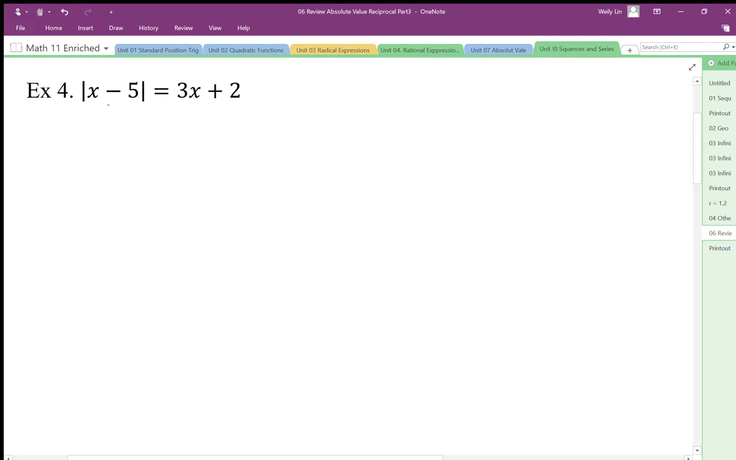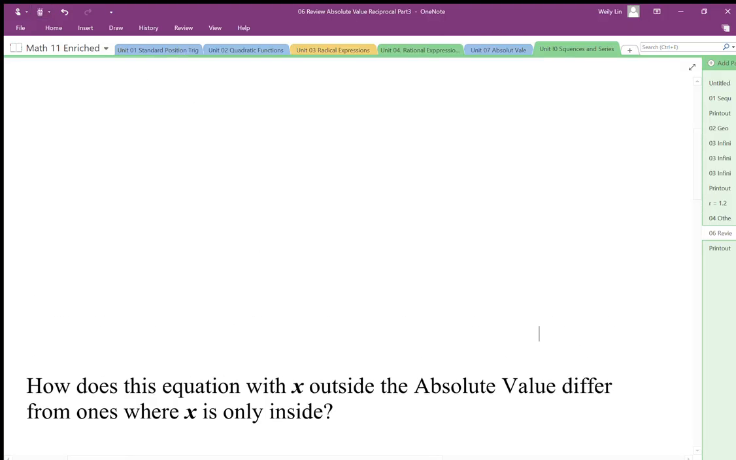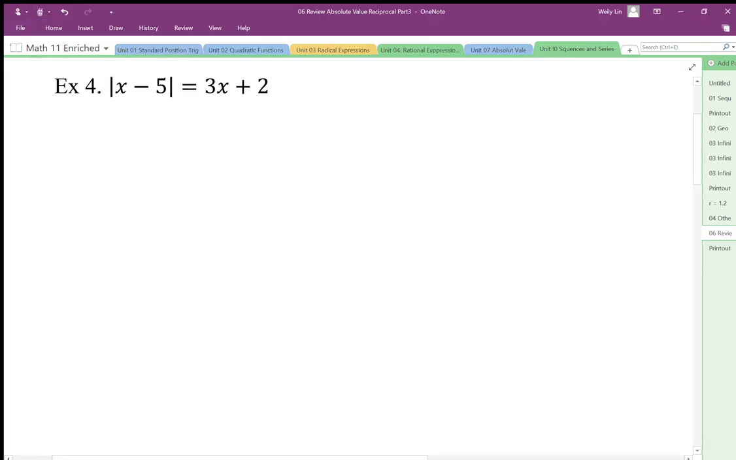In this equation, once we isolate the absolute value, we want to consider the positive and negative versions of the inside function. So the absolute value is isolated, so I'm going to look at the positive version. So the inside x minus 5 could equal the positive version of 3x plus 2, or it could equal the opposite. So the x minus 5 can equal the opposite of that, so negative (3x plus 2).